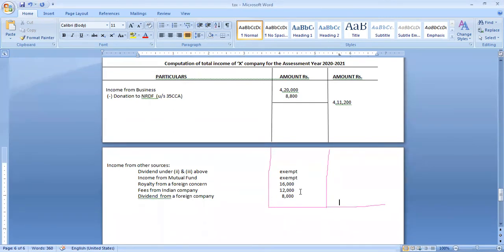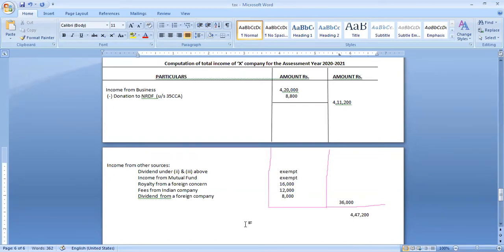What is the total of this? 28 plus 8, 36,000 is there. 36,000 I have taken. Now from this one, you deduct 36,000 from 4,11,200. These two, income from business and income from other sources, you add: 4,11,200 plus 36,000. How much are you going to get? 4,47,200 you will get.